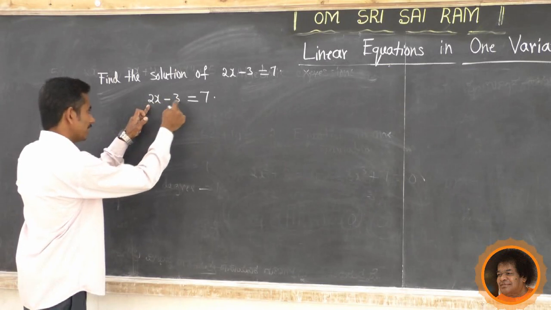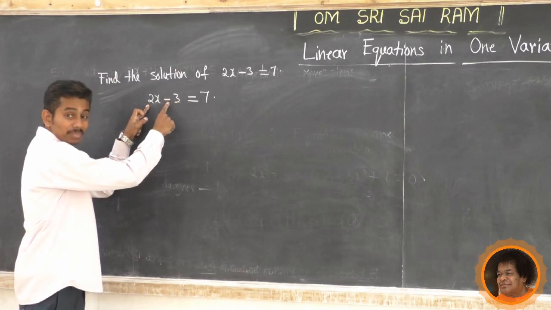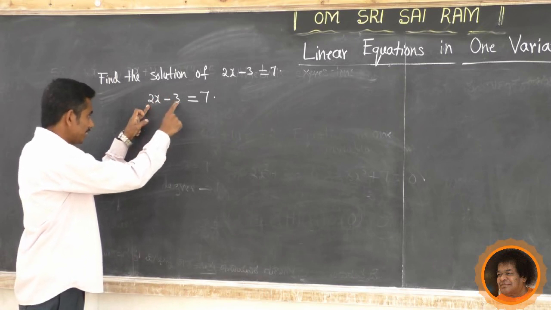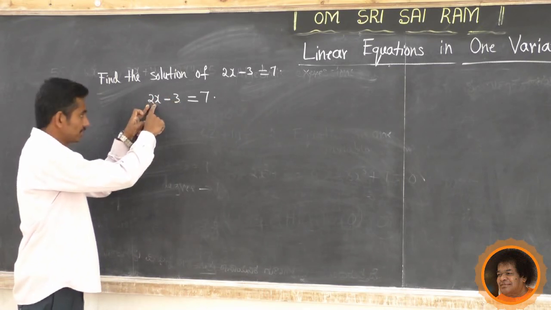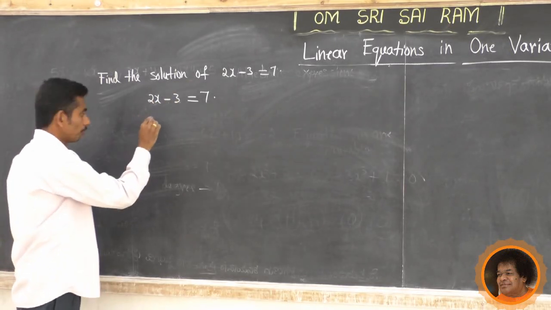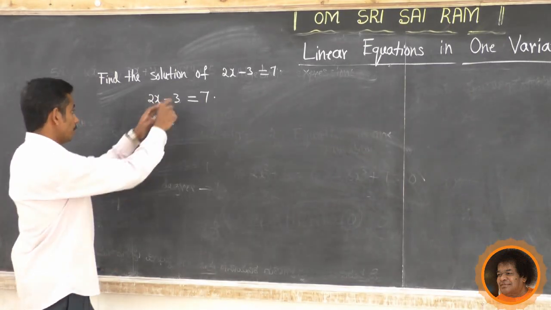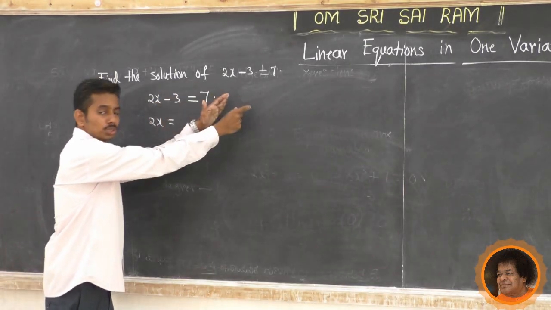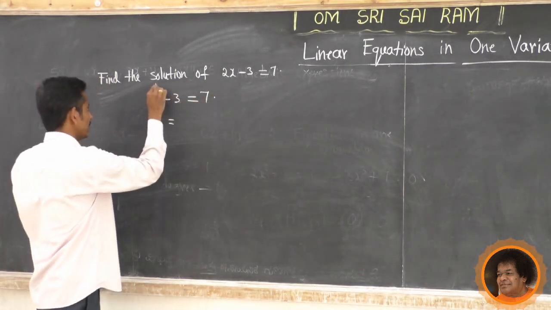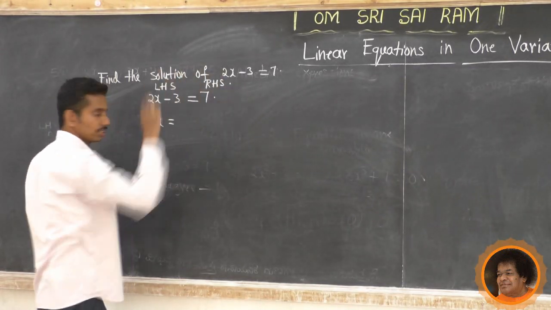How to find the value of x? In 2x minus 3, 3 is subtracted from 2x. How to write the equation? We require the value of 2x. So 2x equal to, minus 3 is transposed to the right hand side. This is the left hand side. This is the right hand side of the equation.